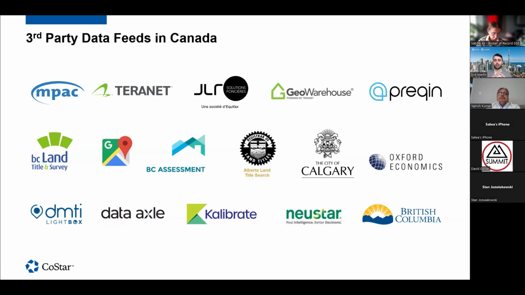We're actually one of the largest aggregators of third-party data feeds in the real estate industry. So Geo Warehouse, I'm sure people are familiar with, parcel ship, ownership information through Geo, Terranet. So actually every sale of a commercial property over $750,000, we get a direct feed from Terranet sent to our research team. MPAC, tax assessment, but also ownership information from MPAC. And then we have some other third-party feeds like Newstar, demographic data, Calibrate, traffic counts, and then we have their local representative across the country as well.